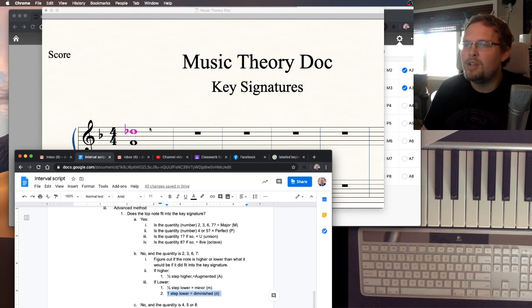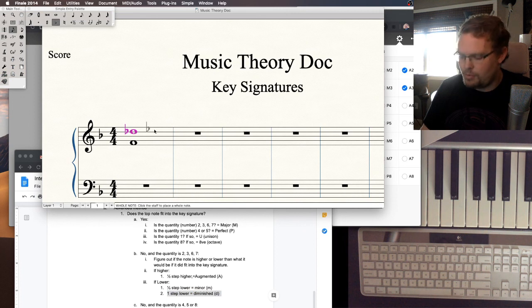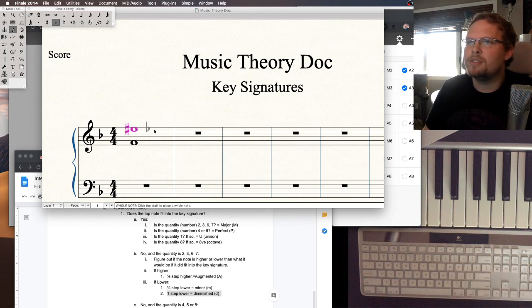So if I go back here and I move this up to an E flat. Actually, let's go E sharp, just for the fun of things. So an E sharp does not fit into my key signature of F, because there's only a B flat.